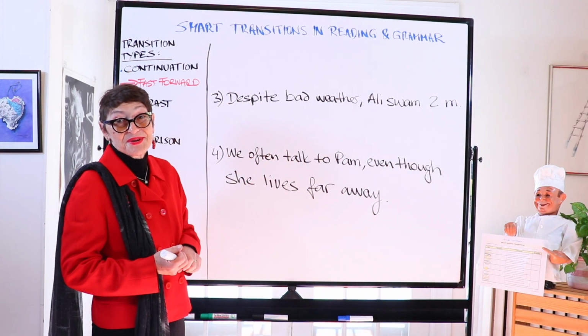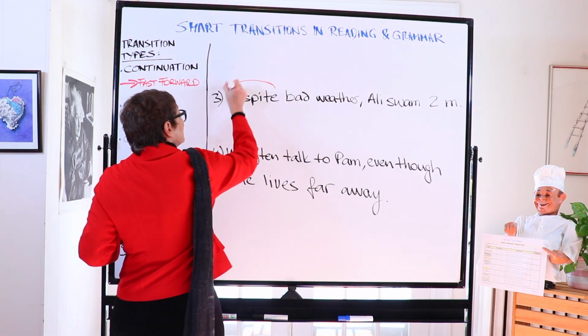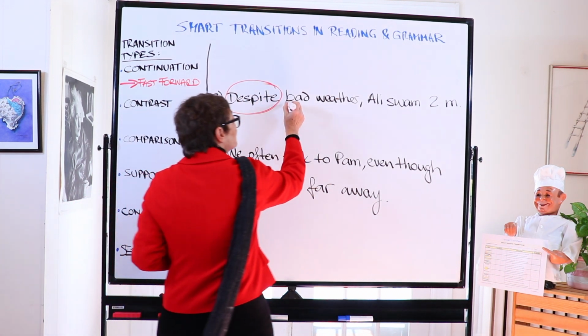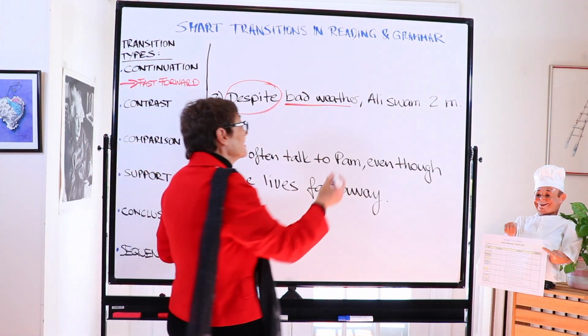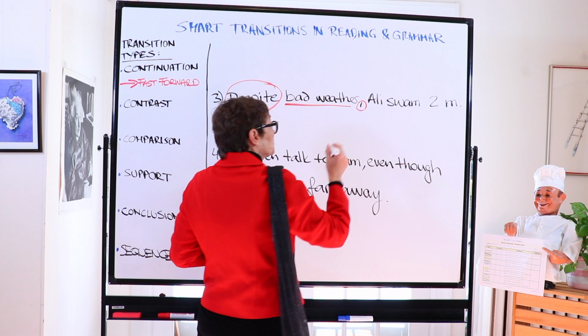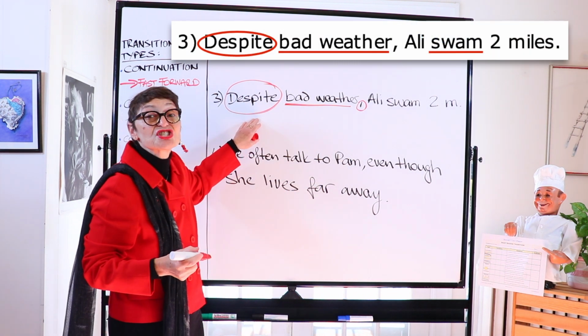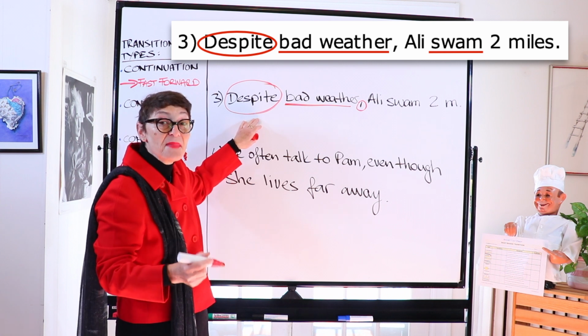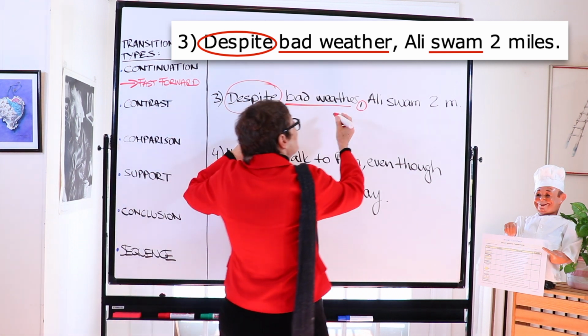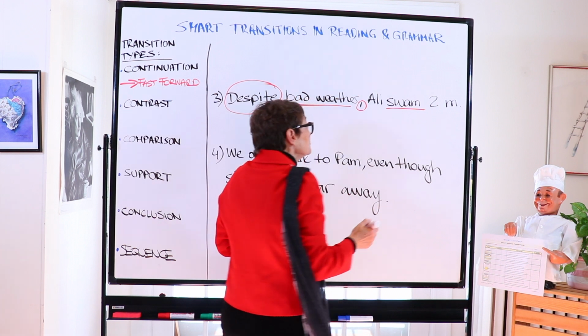Here, sentence number 3 on your worksheet. Despite. Despite what? Despite bad weather. Again, we have a comma to help us understand where the break is, where we now expect a change in the emphasis. So here the emphasis doesn't stay the same, but it must change. Bad weather, Ali swam 2 miles.